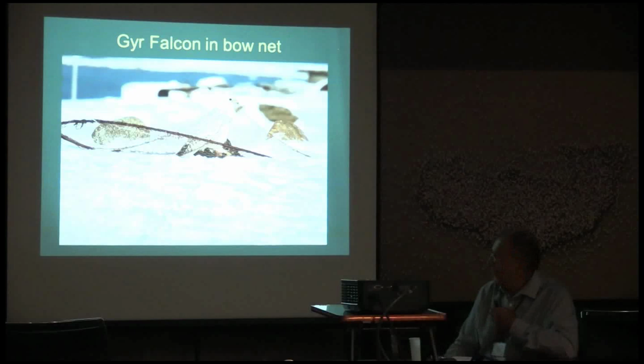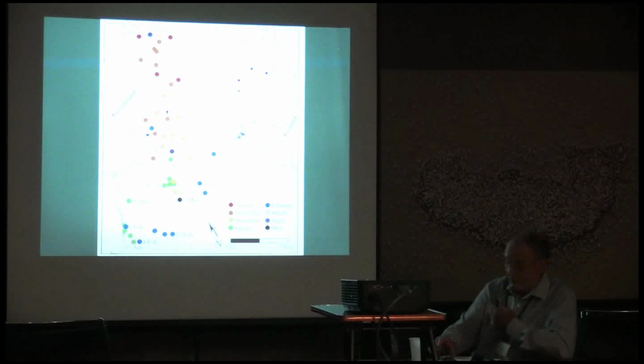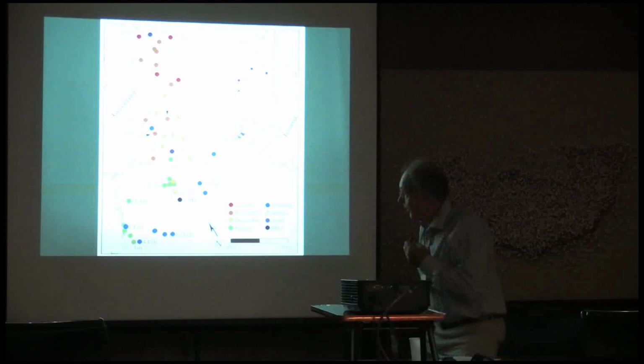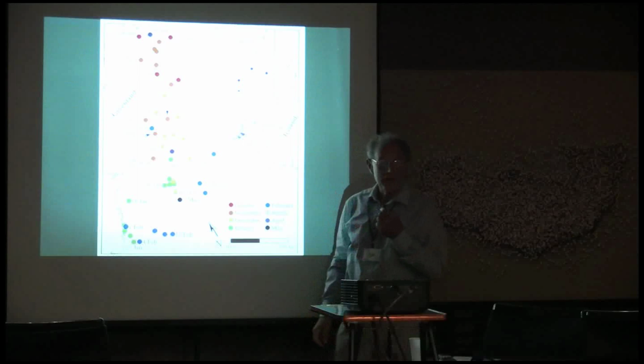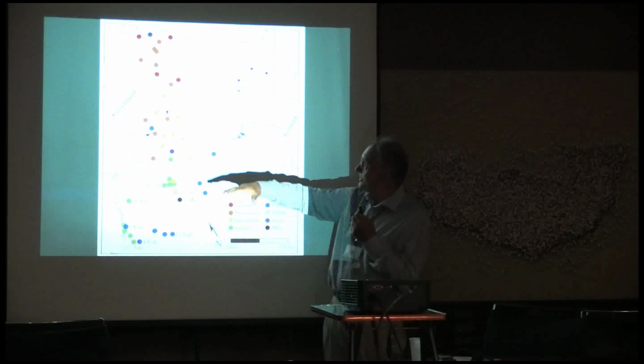And in the first autumn, we immediately started getting some totally surprising results. I've given the results here for one female bird, a young female bird. Let me just orient you here. This is Greenland, labelled Greenland, and this is Iceland. So this is the North Atlantic. And all these locations are where this bird was on different dates. You can see it spent most of its time at sea, became a seabird.